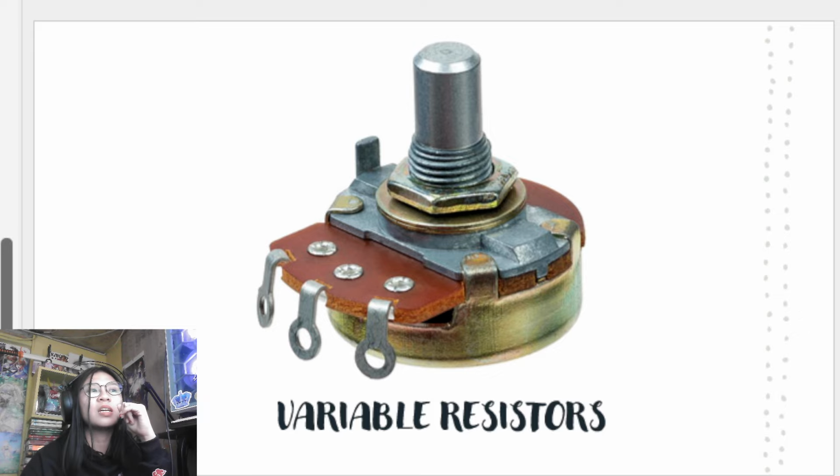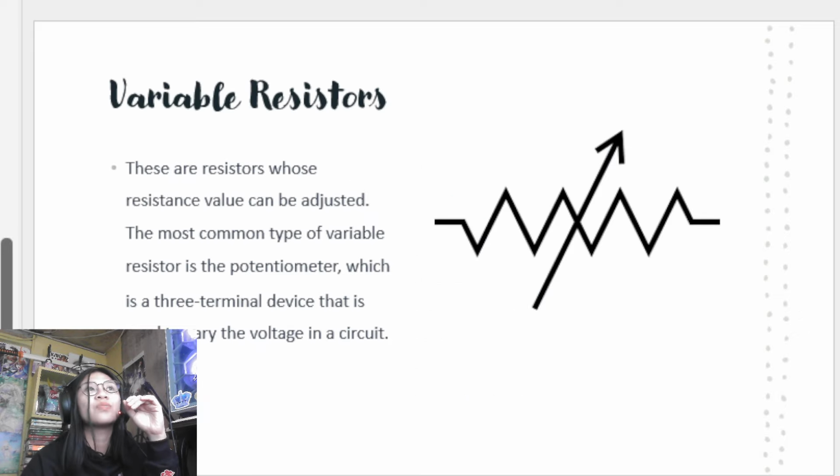Now a variable resistor is a resistor whose resistance value can be adjusted, possibly manually. Okay, so the most common type of variable resistor is what we call a potentiometer. Usually, this is what we see in things that you can turn or adjust, just like a speaker's volume. The volume up and volume down on speakers is actually a potentiometer or a variable resistor. So what does it do?